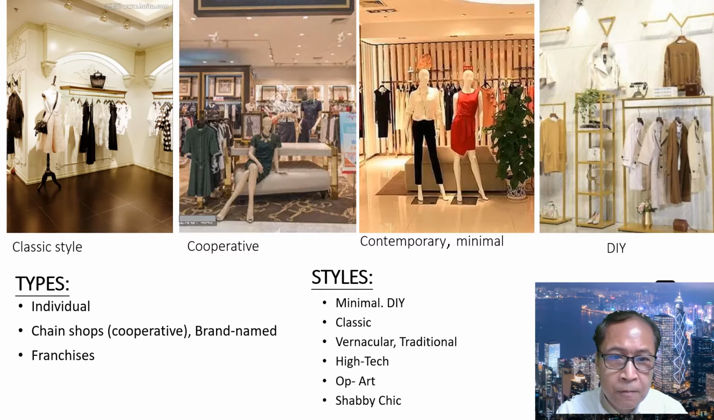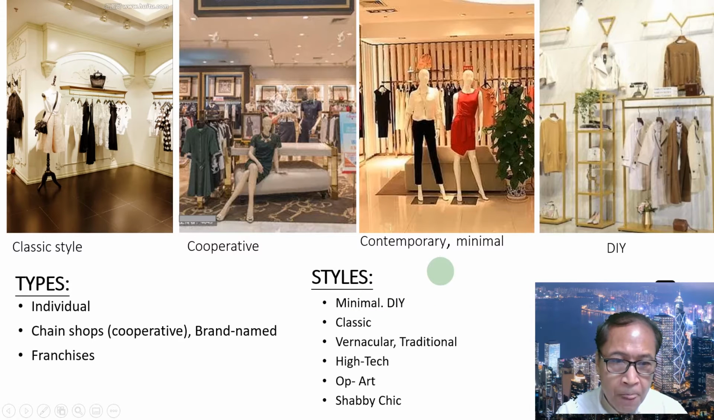Types and styles. Of course, we have different types of fashion shop. In terms of ownership, we have individual: one individual or one company owns the shop. We have chain shops, cooperative, corporate identity, brand named, corporate image, and franchise. With a franchise, you can purchase the franchise from a corporation.